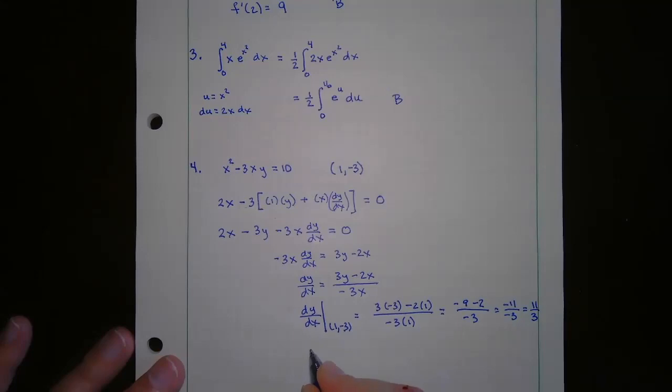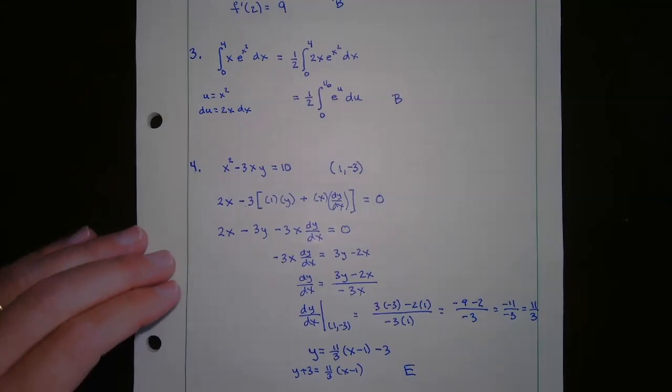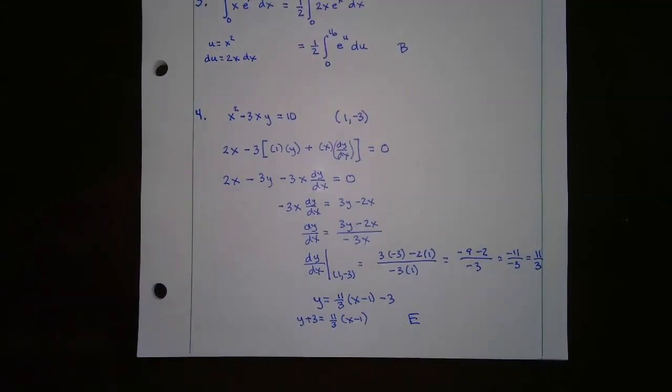Now, how I have you guys write it is y is equal to my slope, which is 11 thirds, times x minus 1, and then minus 3, right? Now, if you look, the multiple choice doesn't have that, because they moved this minus 3. This is the way I've taught it, okay? There's an alternative form for point slope form, and that's just moving the 3 over, right? So it's y plus 3 is equal to 11 thirds times x minus 1, okay? And so that would be answer E for number 4. Oh, let me slide that up. So the correct answer for number 4 is E.